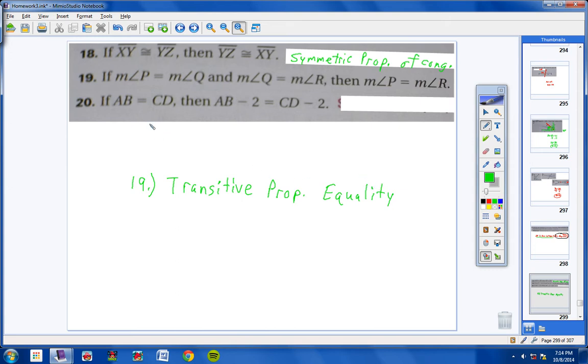All right, number 2. If AB equals CD, then, look, we subtract 2 from both sides. We subtract 2 from AB and we subtract 2 from CD. So, if AB equals CD, then AB minus 2 equals CD minus 2. We call that the subtraction property of, and we're dealing with equal signs again, so subtraction property of equality. Okay, you really got to know these, students. Okay, make sure you're familiar with these properties. Okay, moving on.